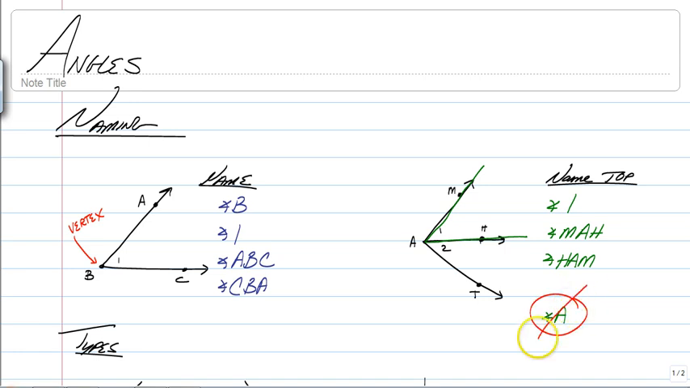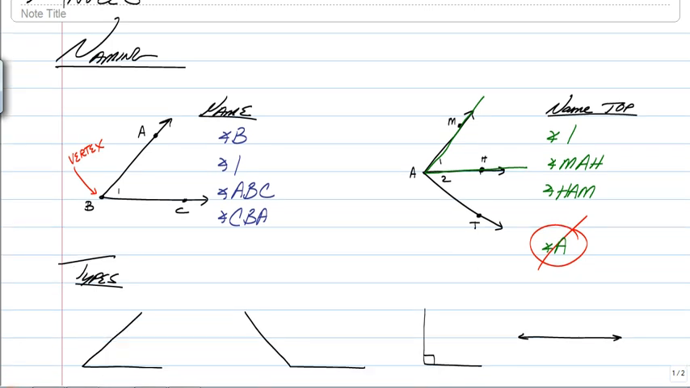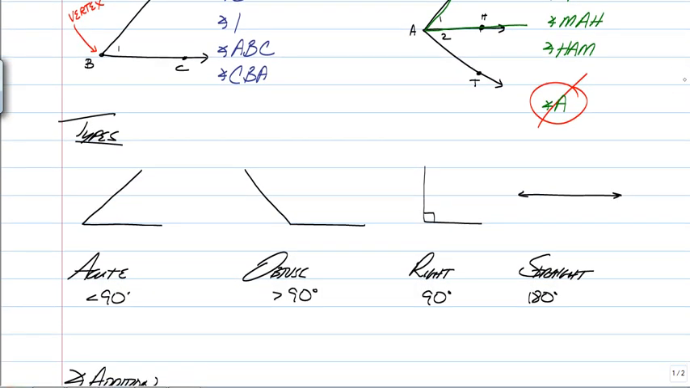And the reason why you can't use one letter is because if I said angle A, how do you know which one I'm talking about? Are you talking about the top angle with the vertex A, the bottom angle with vertex A, or the entire angle with vertex A? So if there are more than one angle at the same vertex, you cannot use one letter. You have to use either 3 letters or you have to use the number inside if there is one provided. Okay? Next topic is angle types.